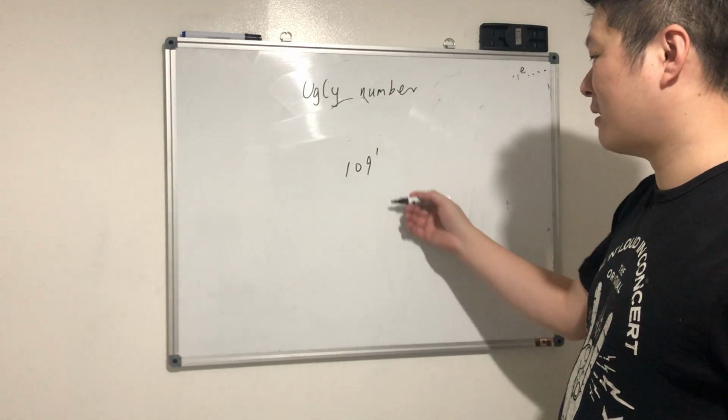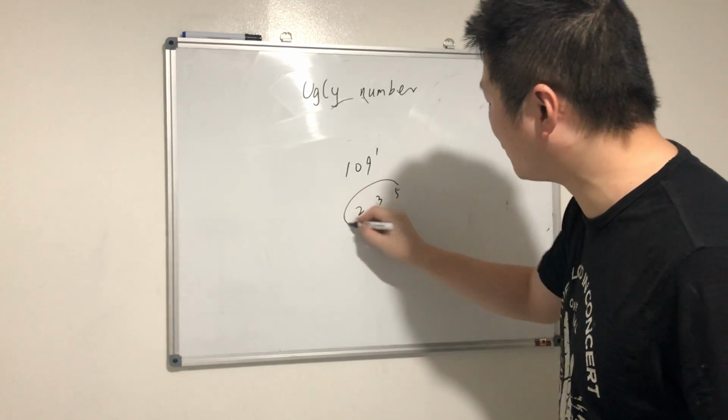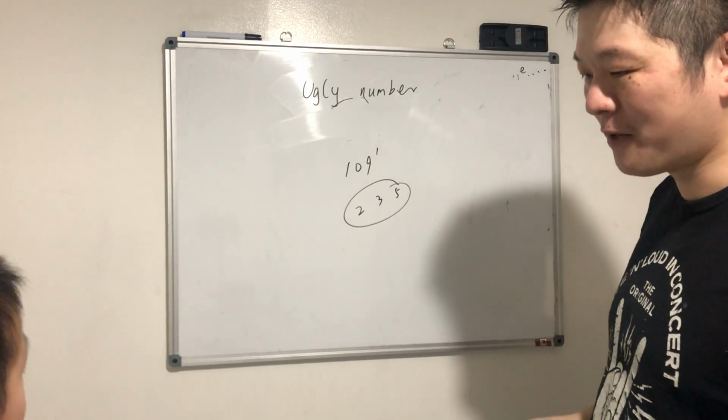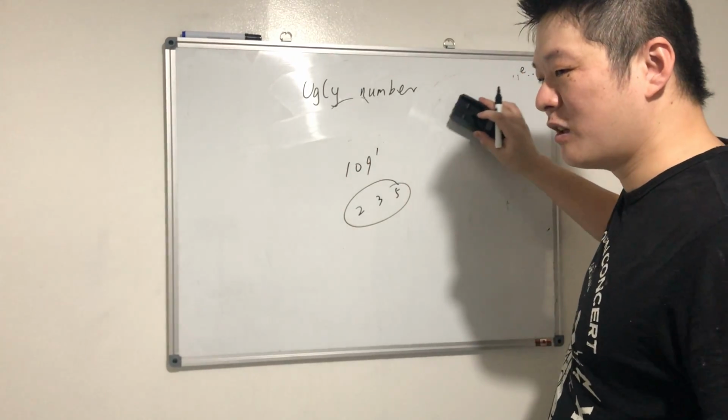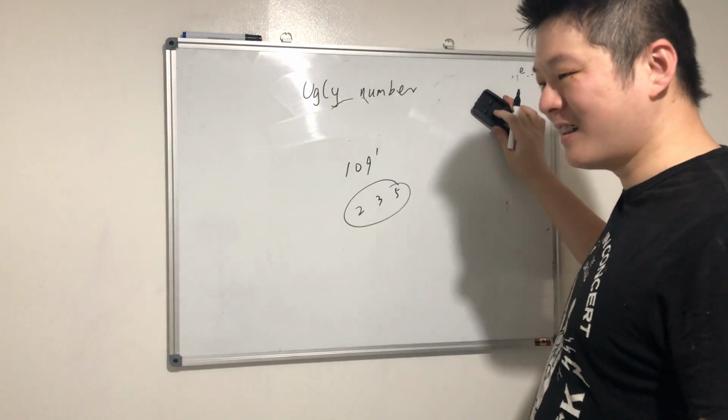So it's not ugly, because it doesn't have 2, 3, 5. Only if it has 2, 3, 5, then it's an ugly number, okay? Only those, or a mix, it doesn't have anything else, right?